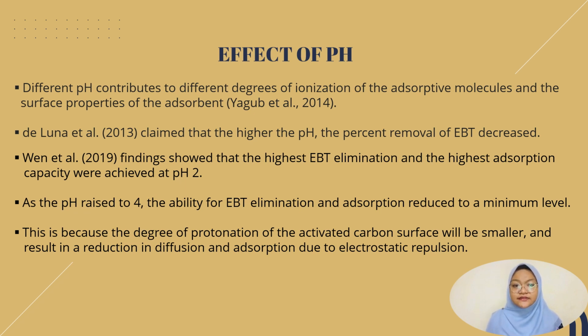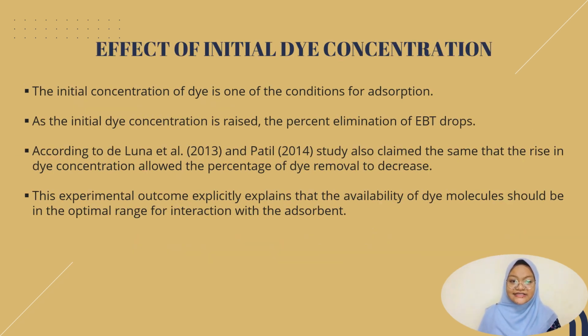As the pH was raised to 4, the ability for EBT elimination by absorption reduced to a minimum level. This is because the degree of protonation of the activated carbon surface will be smaller and therefore result in a reduction in diffusion and absorption due to electrostatic repulsion. The initial concentration of dye is one of the conditions for absorption. As the initial dye concentration is raised, the percent elimination of EBT drops, according to De Luna et al. And Patil's study also claimed that the rise in dye concentration causes the percentage of dye removal to decrease.